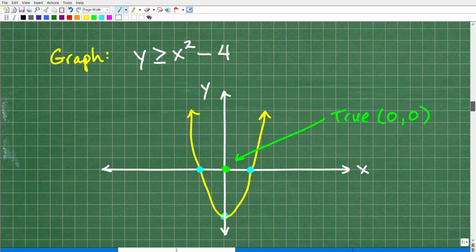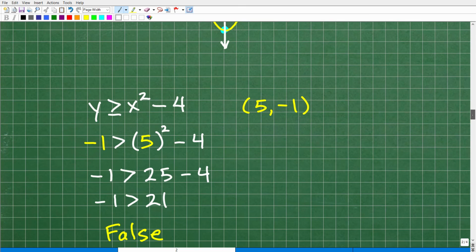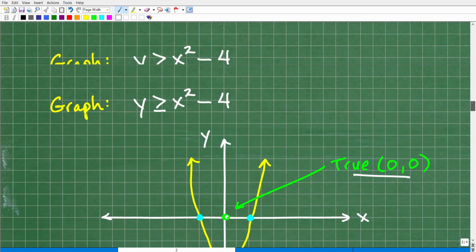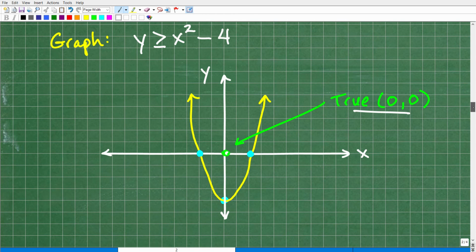So let's go ahead and just put a little point there. That is true. And what do we do next? Well, let me go back over here. Let's go back up to our notes. So we tested a point 0, 0. In fact, it is true. So we're going to go ahead and shade the true region. Let's do that right now.